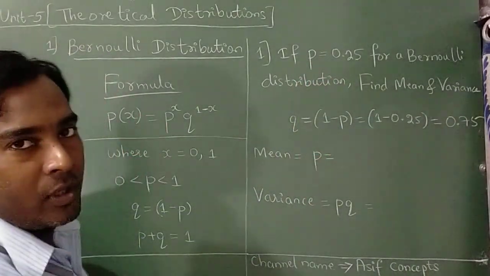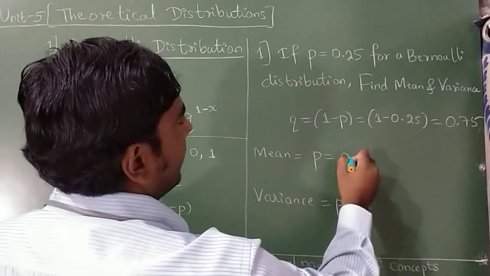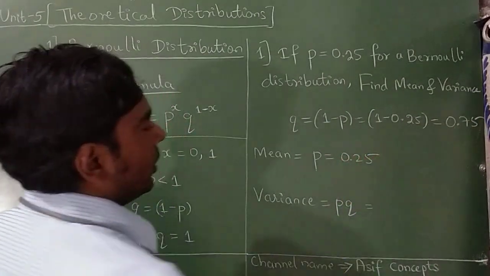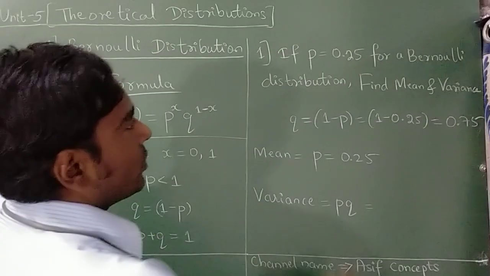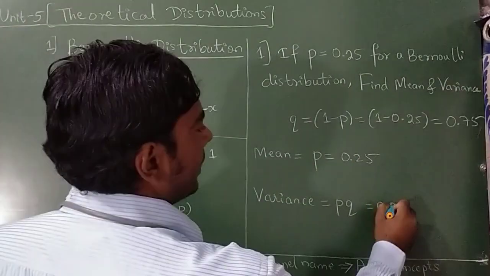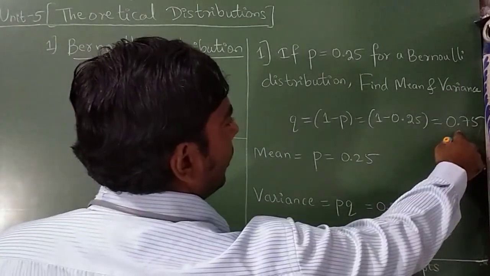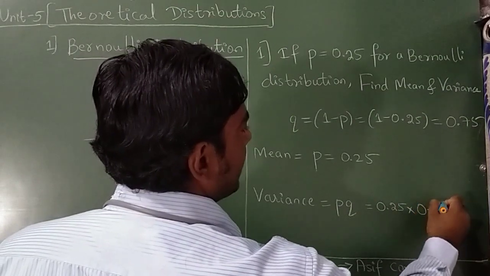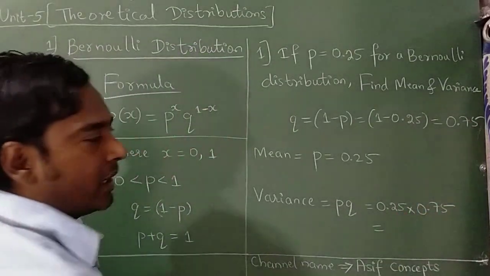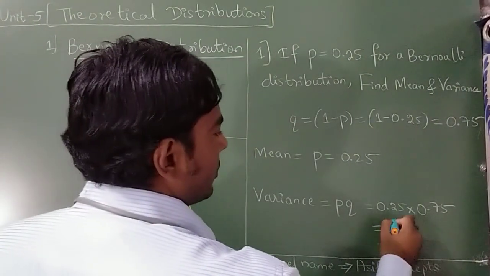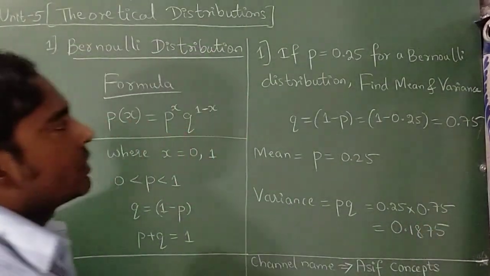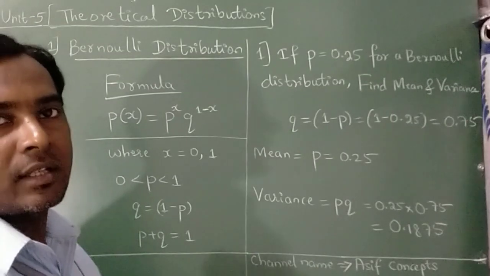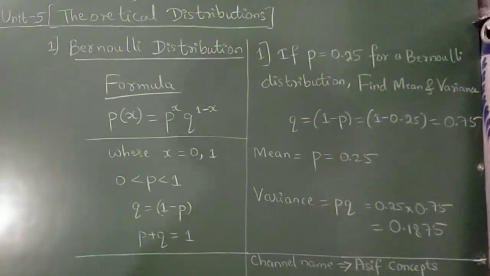Okay. For mean, the formula is only P. So what is the value of P? It is 0.25. For variance, it is P into Q. So P value is 0.25 into Q value is 0.75. So if you multiply these two, you will get 0.1875. So this completes your first answer. Let's move on to the second question.